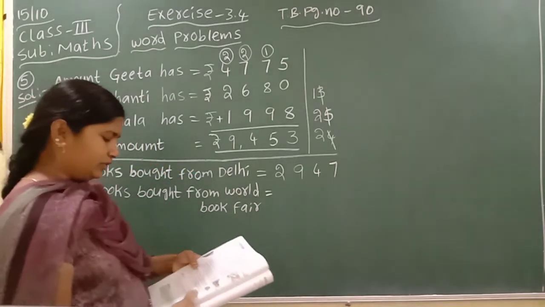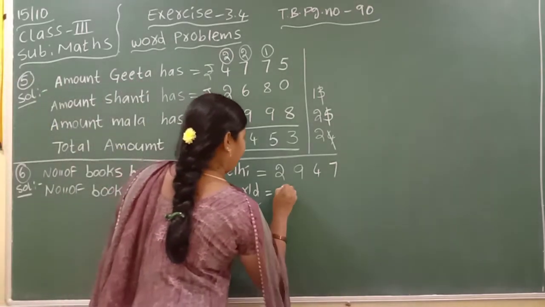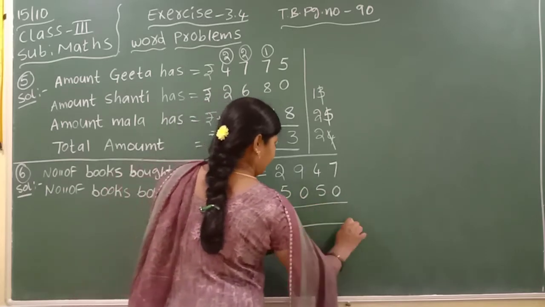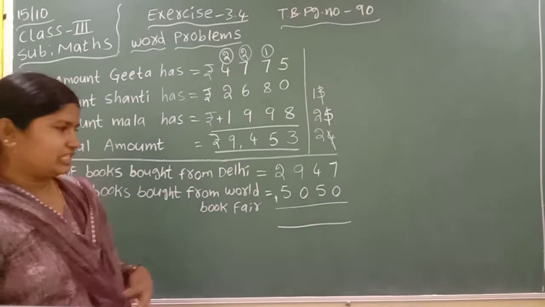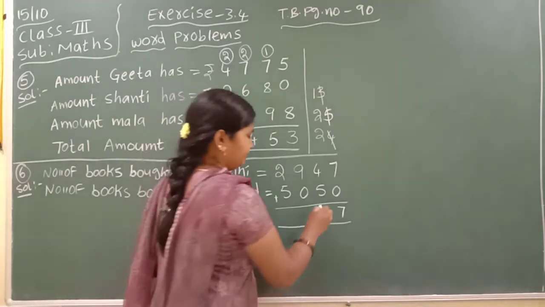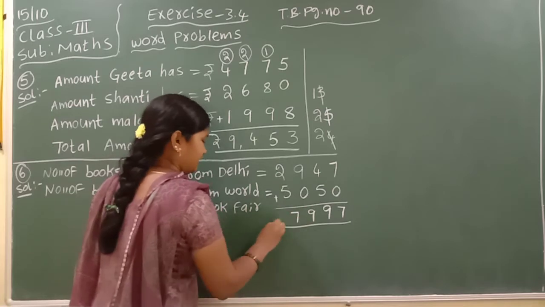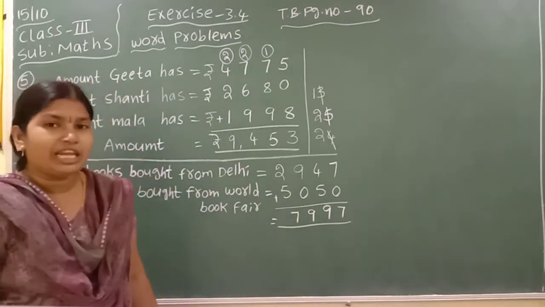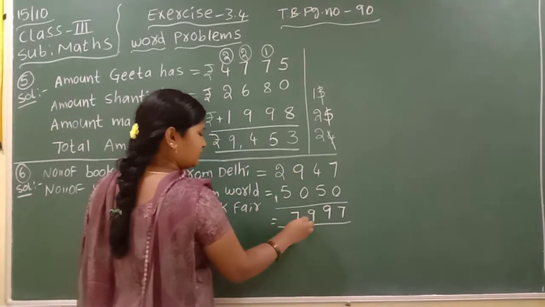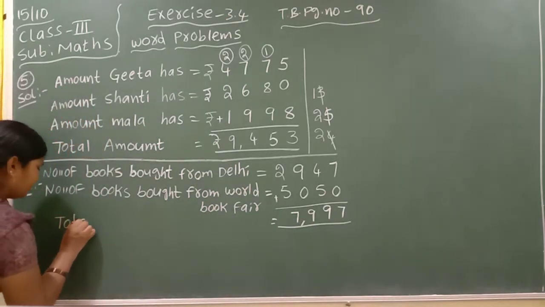Okay. World Book Fair. How many children? 5,050. Now, you have to do the addition. First, you have to add the ones place. 7 plus 0, 7 only. 4 plus 5, 9. 9 plus 0, 9. 2 plus 5, 7. So, total number of books from these two stores is equal to 7,997.